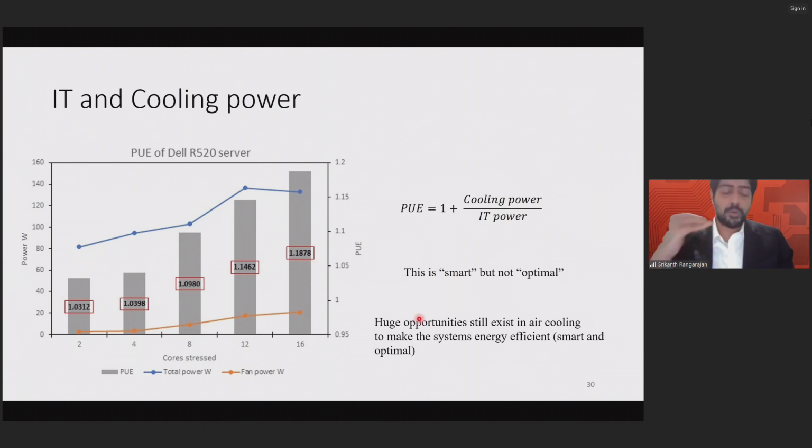So there is a huge opportunity in the air cooling region where you can try to optimize the response between the fan and the chip to make the systems more and more efficient. So the target is, if you're able to stress all the cores and operate your IT at its maximum efficiency, and if you're able to reduce the cooling load, then it becomes more smart and more optimal. So that's going to be the roadmap for air-cooled heat sinks.